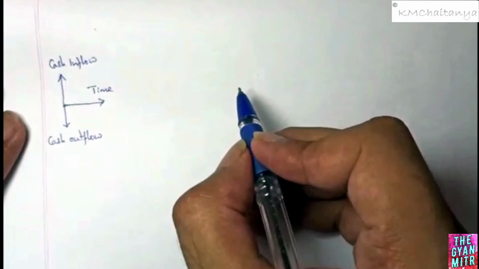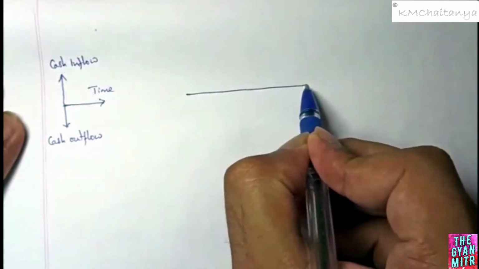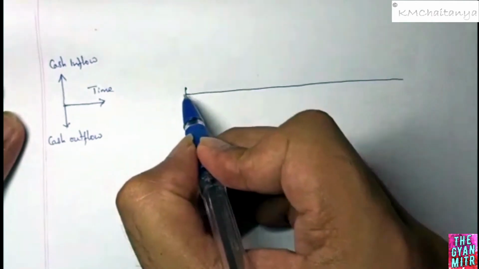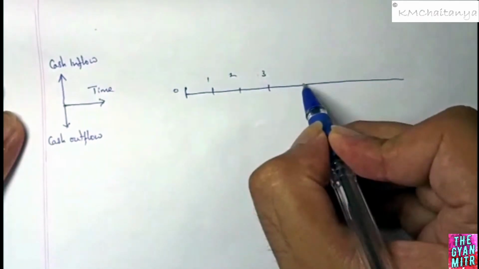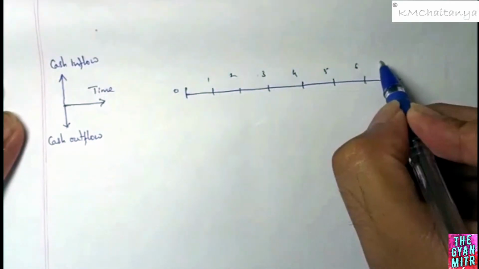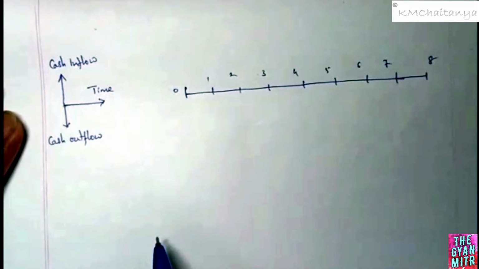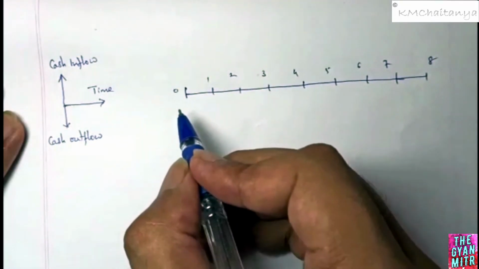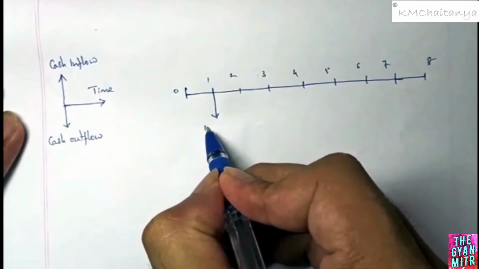Now the value of n for our problem is 8 years. So I will draw a time scale with 8 years, starting with 0, 1, 2, 3, 4, 5, 6, 7 and 8. Now at the end of first year the investment is 15,000.